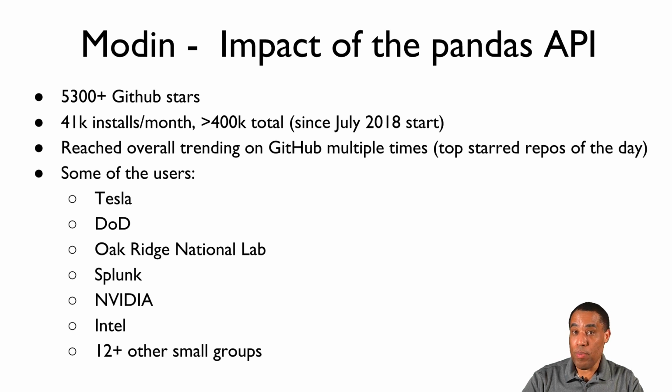So basing it on the Pandas API was really a good idea because as a drop-in replacement, it makes it really easy for people to switch to using Modin. We have over 5,300 GitHub stars, and there are over 41,000 installs every month with over 400,000 downloads and installs since the start of the project last year, in July 2018. We've reached overall trending on GitHub multiple times. That means we're the top starred repo of the day, and our user base comes from small companies all the way through some of the largest companies, government labs, and government agencies.